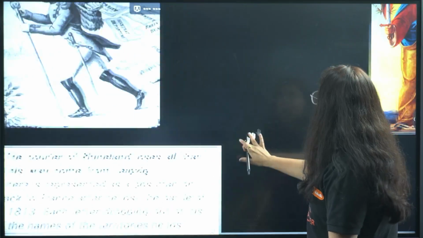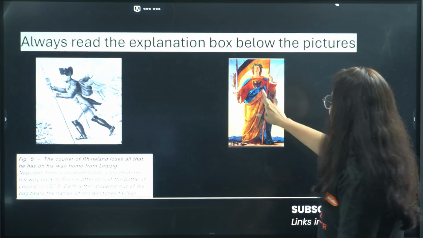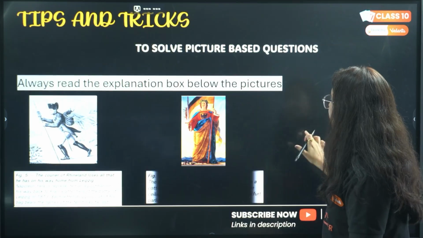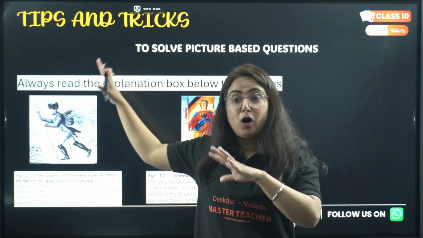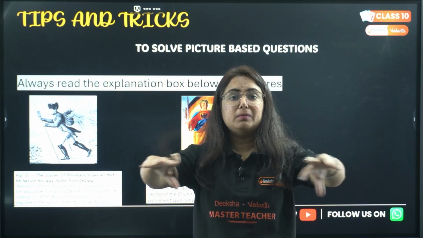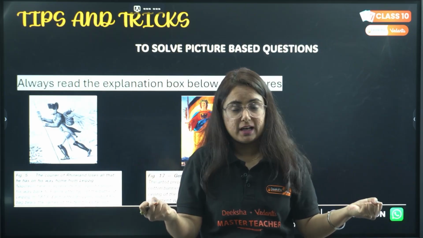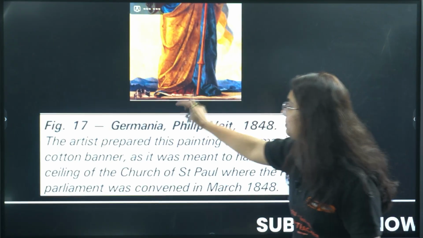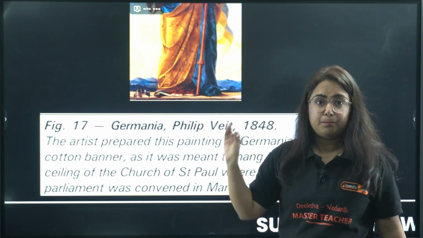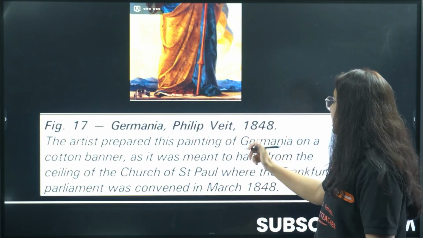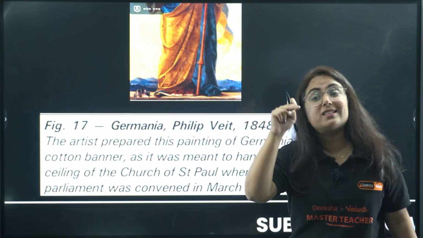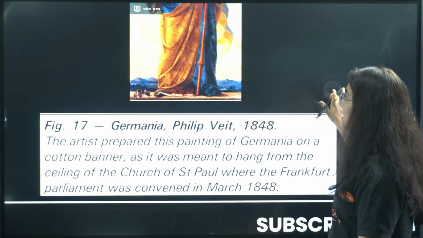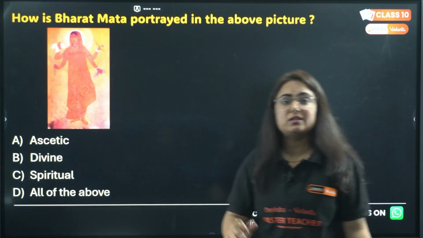Right? Let us talk about the next picture here. You can see this picture is of Germania. Right? You can also see the same picture in the Frankfurt Parliament on the wall, where people met to form Germany, a constituent nation. Right? So, see, what is important from the description of this Germania is that this picture is made by Philipp Witt. Right? The artist name was Philipp Witt and it was made in the year 1848, the same year when the Frankfurt Parliament was convened. So, this is how you can understand how these pictures and the explanations are important.